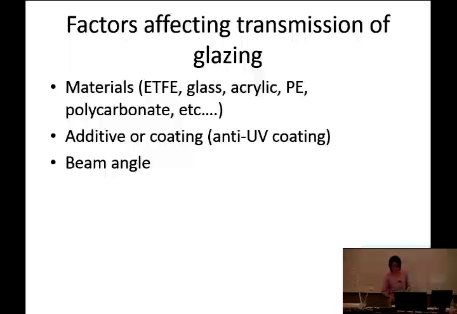talking about glazing, the factors affecting transmission of glazing. What kind of materials definitely affect transmission, and the coating to protect the materials, particularly for plastic materials, affects the transmission and optical characteristics of the glazing.